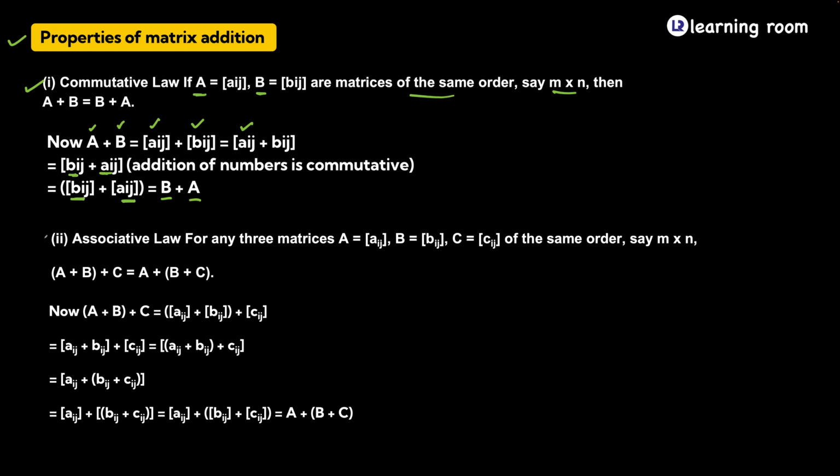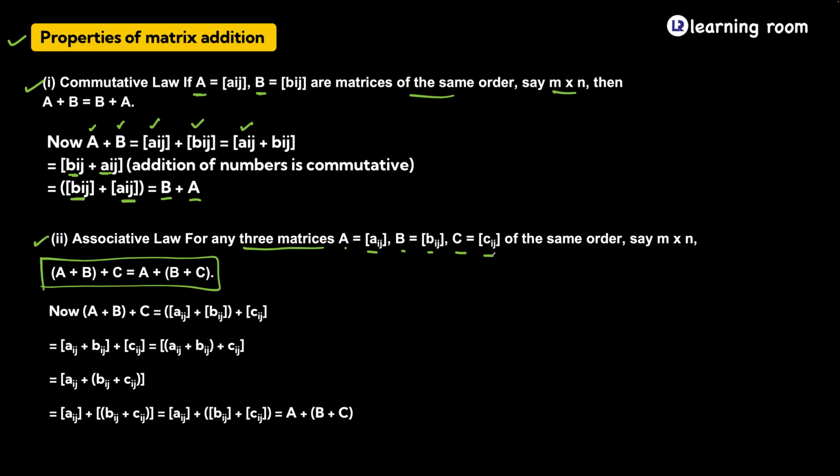Second is the associative law. So what does the associative law speak about? It says A plus B is done first and it is added to C, which is the same as adding A to B plus C done first. So for any three matrices, A is equal to Aij, B is equal to Bij, and C is equal to Cij of the same order, say M cross N, then A plus B plus C is the same as A plus of B plus C.